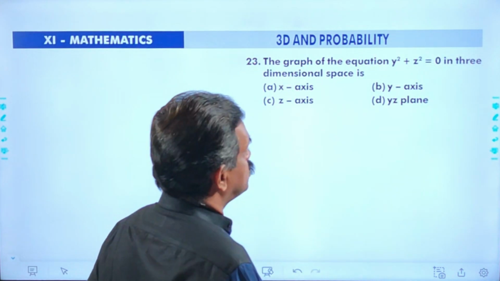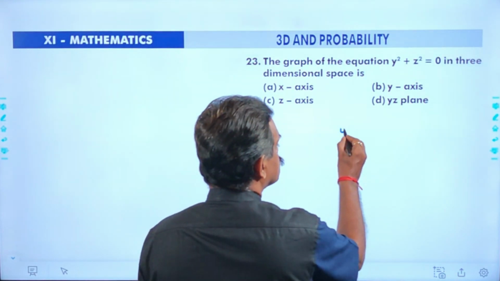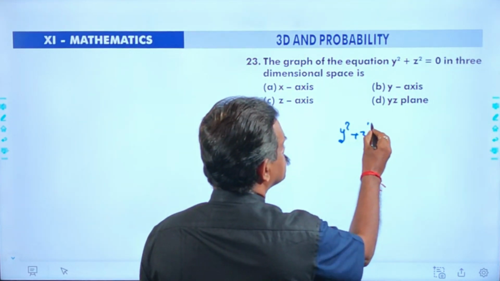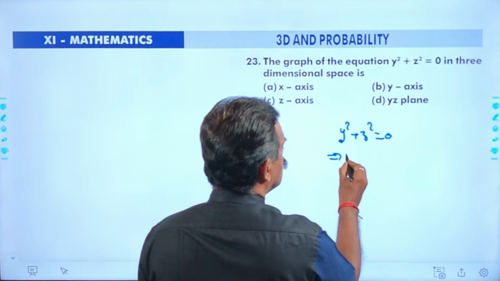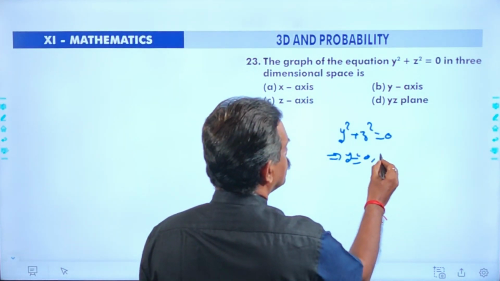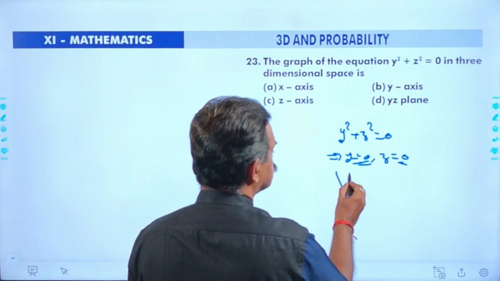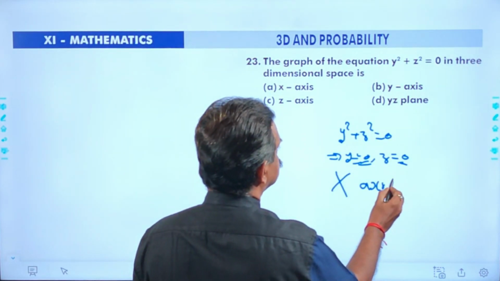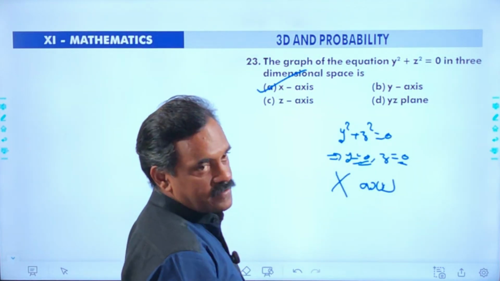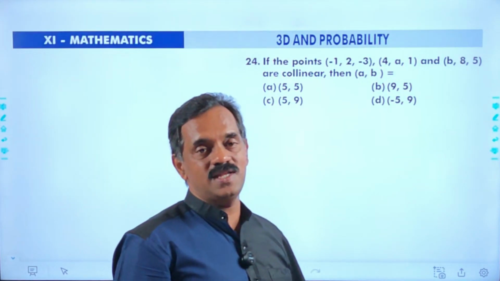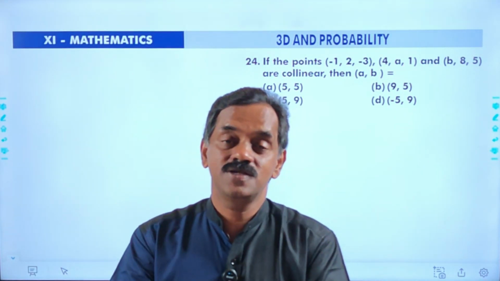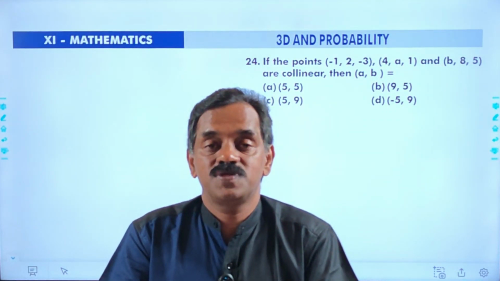The graph of the equation y square plus z square equal to 0. So listen here, y square plus z square equal to 0 implies y equal to 0, z equal to 0. When y and z equal 0, then in a 3-dimensional concept, it is a point on the x-axis, which is given by choice A.